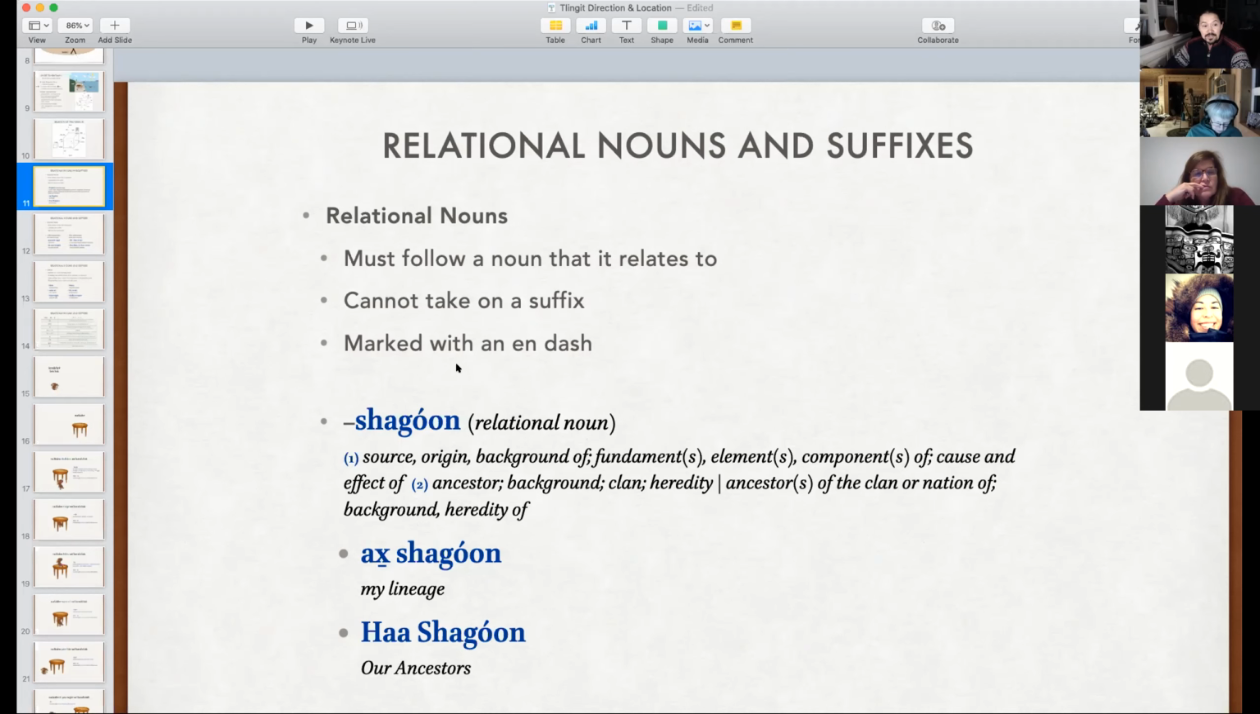So here's a word shagun. And it means a number of different things. It's a really amazing word. And so shagun, it means the source of it or the origin, its background, or like what it's made of. So like if I said ach shagun, that means my lineage. If I say ha shagun, that means it's a big, big concept. It means everything we've ever been, everything we are right now, everything we're going to become, our ancestors. It could mean any of those things. And if I just said like, a shagun dot, I'm going to tell you, maybe I'll tell you how this cup was made, invented. It could also mean like what it's made of. Like there's these parts, these components of it.